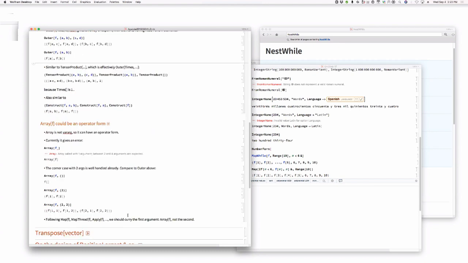Okay, so what are you suggesting that the array of F operator form should be? It's just literally the first argument, and then the second argument ends up being the payload of the operator form. Correct, like map and map thread and all the apply something from the left functions. Seems okay to me. Okay, so we will implement those two changes. Yep.